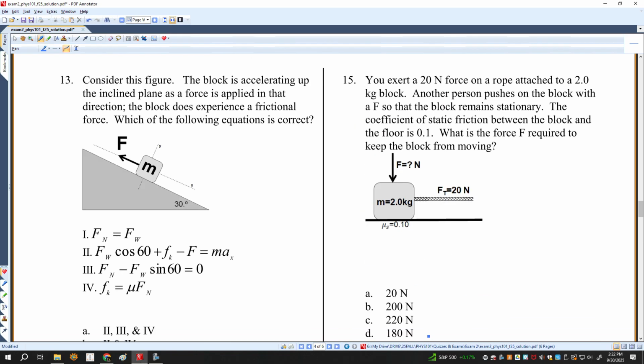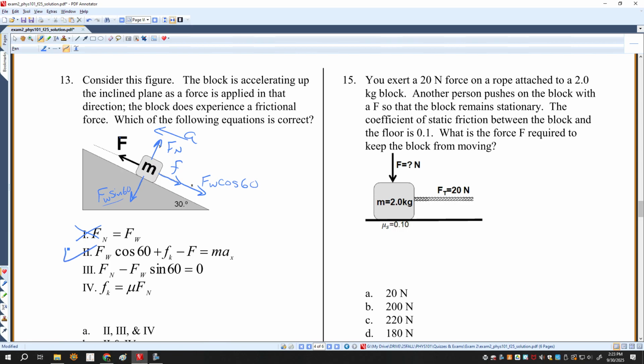All right, consider this object. It's accelerating up. It has a frictional force. Let's write all the forces on here. So here's my frictional force. I'm going to go ahead and do the weight, Fw cosine of 60, and then Fw sine of 60. And I'll do my normal force, Fn. Fn is equal to Fw. Nope. Fn is equal to this, Fw sine 60. Fw cosine 60 plus f minus big F is equal to max.